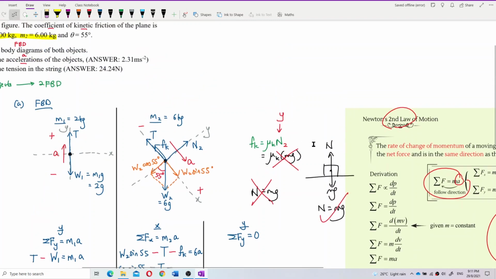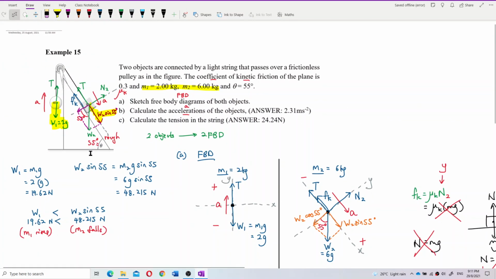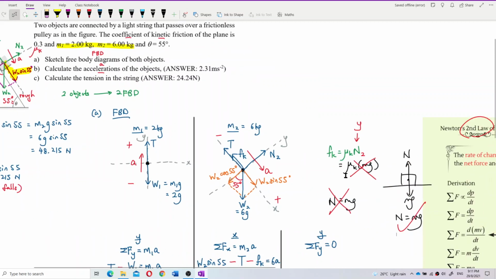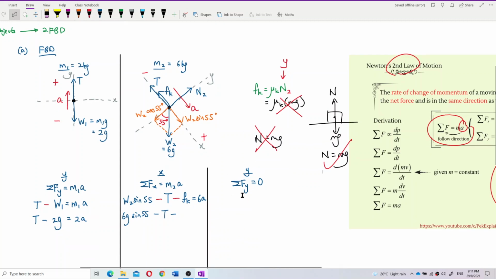But this case is an inclined surface. For an inclined surface, N is not equal to mg. Let me show you. So in the y component, the total force is equal to 0.